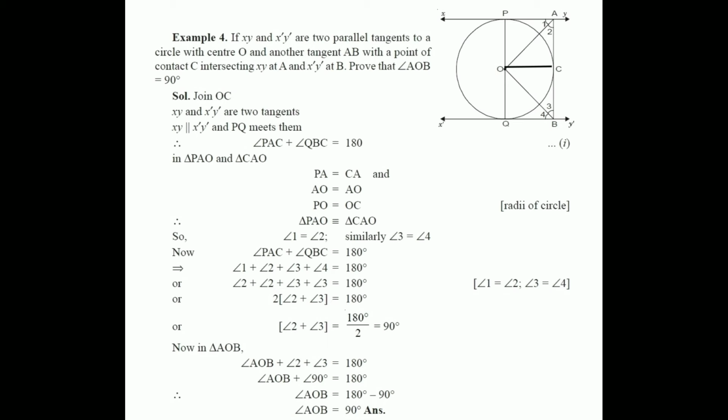So friends, while doing this sum, we have applied many basic concepts like parallel lines, the sum of interior angles 180 degrees, then congruency, SSS axiom of congruency, then the angle sum property of a triangle. In this way, to solve a sum for tangent to the circle, we have to have the knowledge of basic concepts of geometry. Let us proceed further with example number 5.